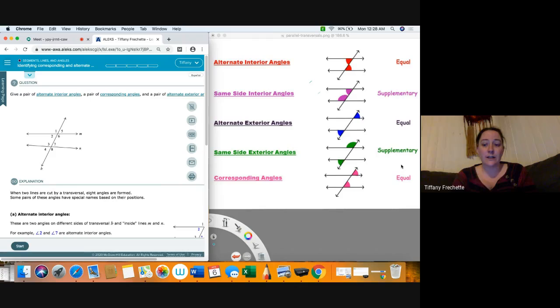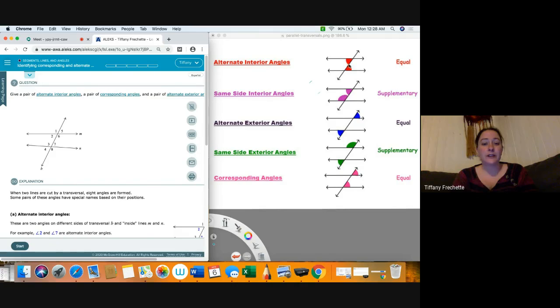So over here, they're only equal or supplementary if we have parallel lines. So we're not terribly worried about this column right here. What we do want to be able to identify is where it happens. So if we have alternate interior angles, this shows you an example of how to find them.